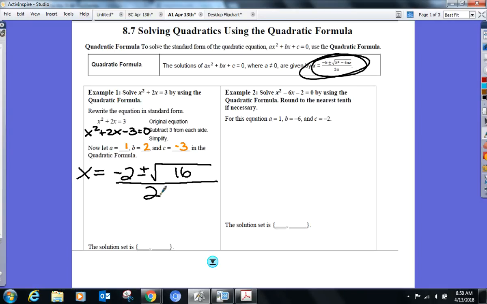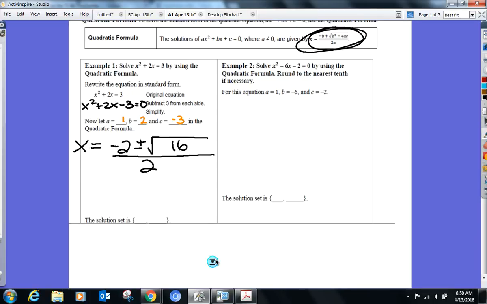Questions on the plug-in? How many answers are we going to get out here? How the heck do we get 2 answers from that thing? Anybody know? That's what that plus and minus is for. Ready? I don't screw around here. I just go right to the end. Here's one answer is going to be, ready? Negative 2 plus the square root of 16 over 2.